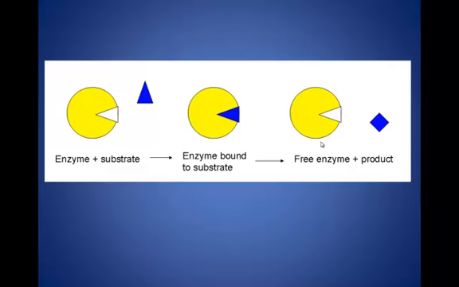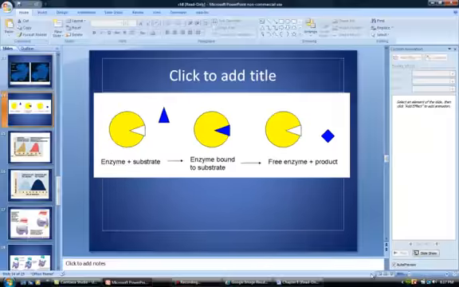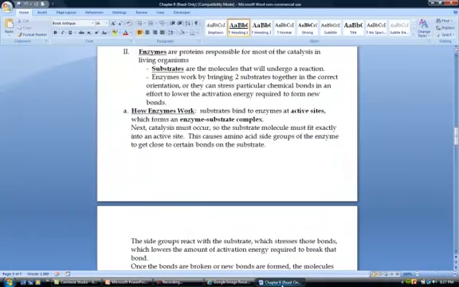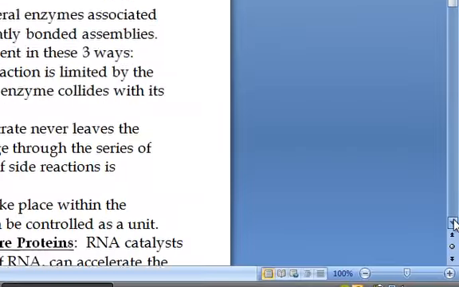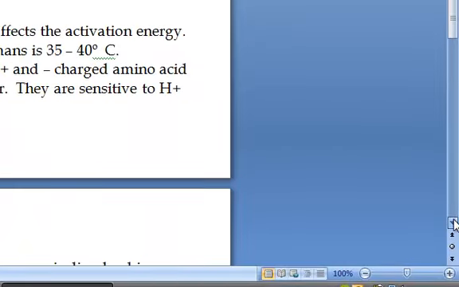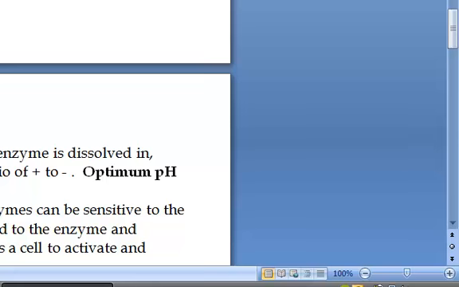Now, one thing is that not all biological catalysts are going to be proteins. You can also have what are called ribozymes, which are going to be RNA-based ones. Okay, now there's going to be a couple of things that will affect an enzyme's ability to work.